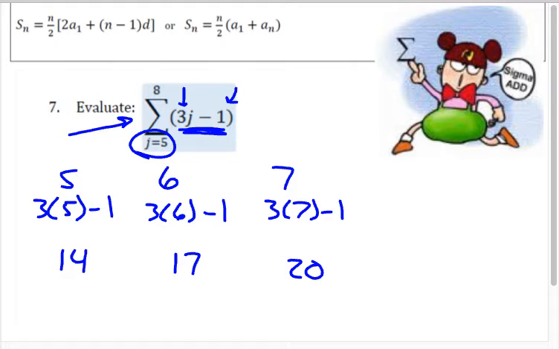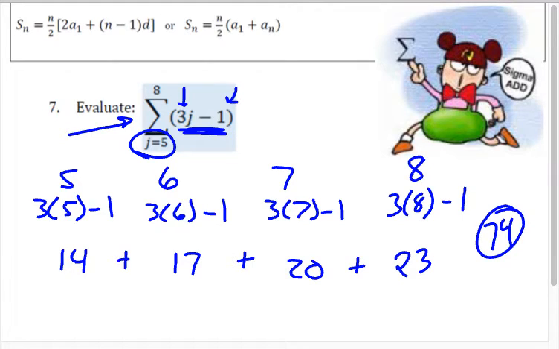5, 6, 7, and then finally 8. Well, that is 3 times 8 minus 1. That's 24 minus 1, or 23. So these are the 4 terms that you would add up. And you should get 74 when you add them. Now, there's only 4 terms to generate here. If you had to generate like 50 terms, you're not going to generate all 50 terms.